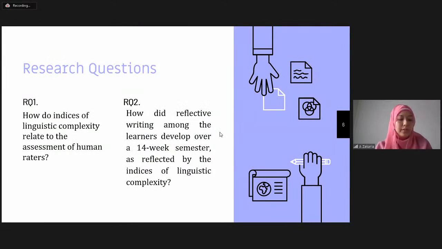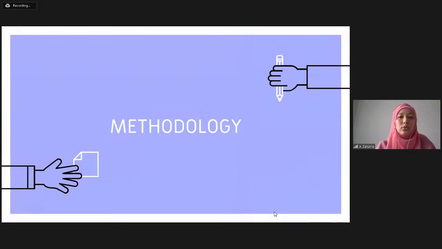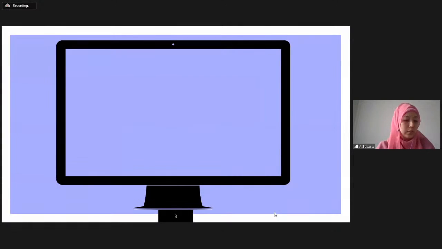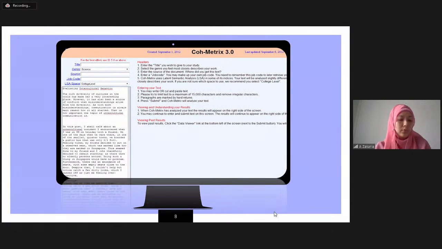What we wanted to find out was how the indices of linguistic complexity relate to the assessment of human raters, and how the reflective writing among the learners developed over the course of the whole semester, as reflected by the indices of linguistic complexity. To do this, we used Coh-Metrix to generate the scores for the various linguistic indices. This is a screenshot of the interface. It's very simple to use. You just copy and paste your text, and then you get a whole bunch of ratings for the linguistic indices.